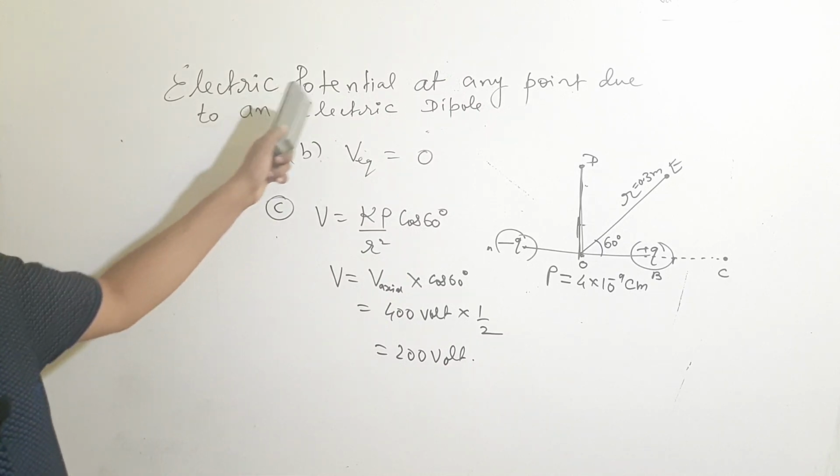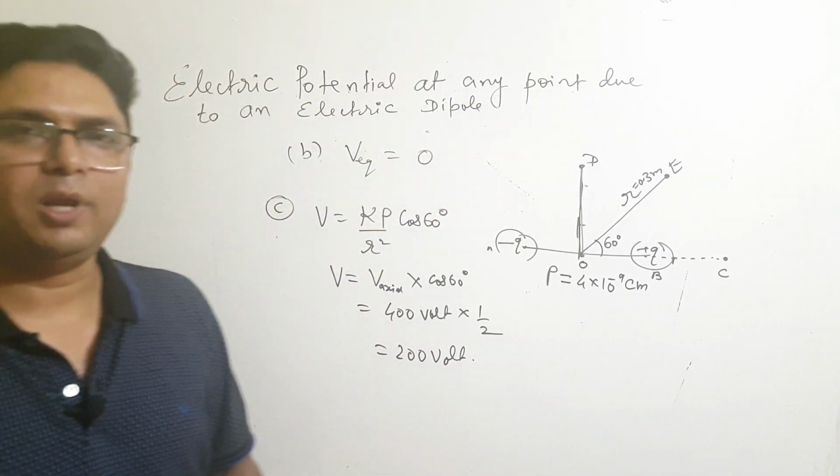Thus, you have learned electric potential at any point due to an electric dipole, and you have seen the numerical based on this.